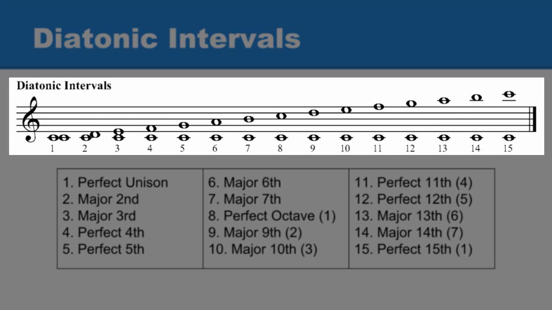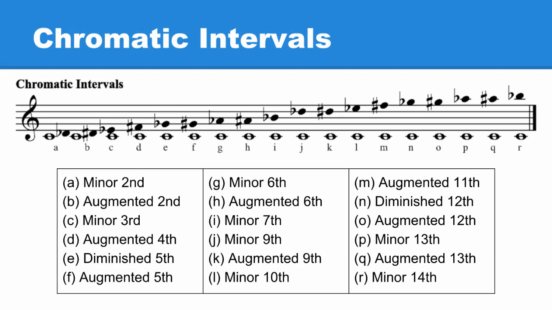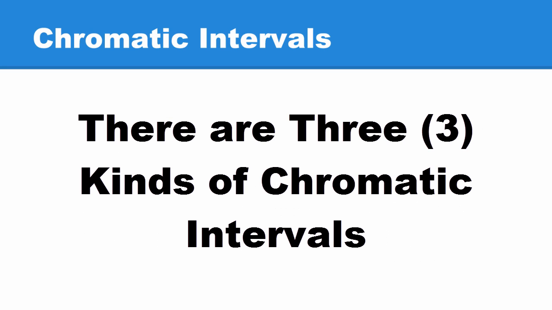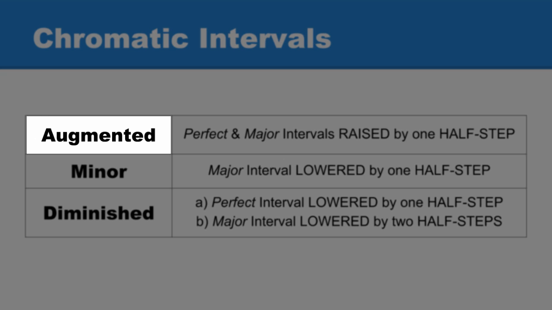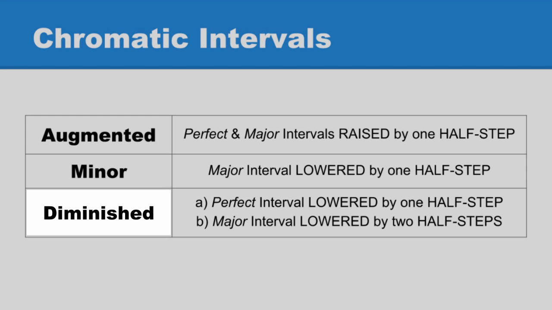Since E flat is not in the C major scale, it cannot be a diatonic interval. Only notes that appear naturally in the major scale can be a diatonic interval. If it isn't a diatonic interval, then it's a chromatic interval. There are three kinds of chromatic intervals: augmented intervals, minor intervals, and diminished intervals.